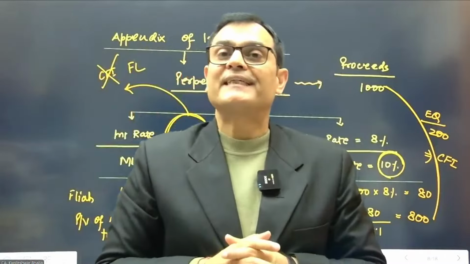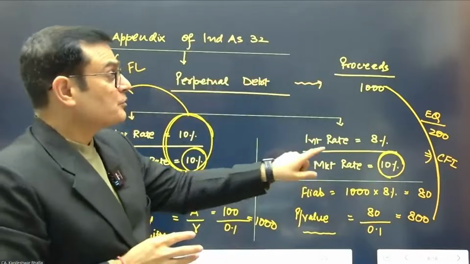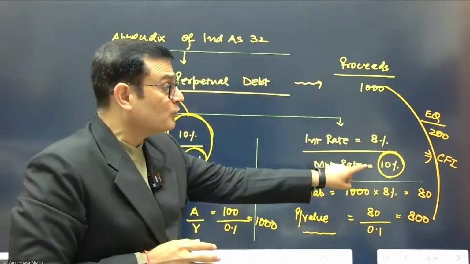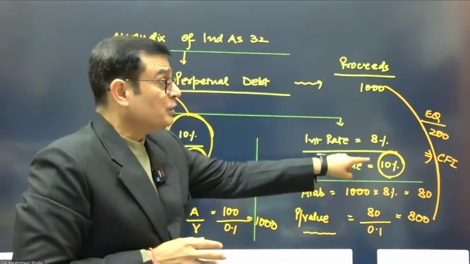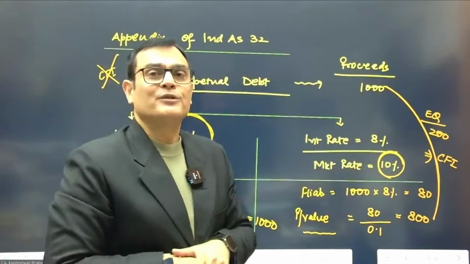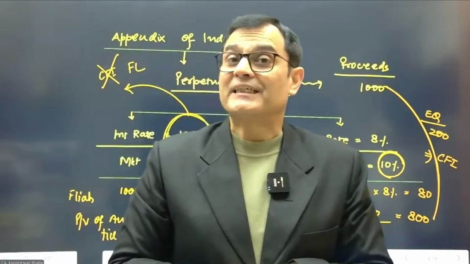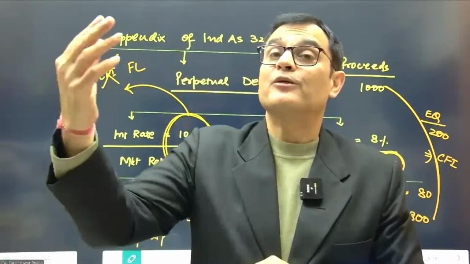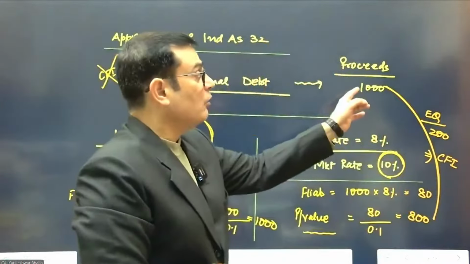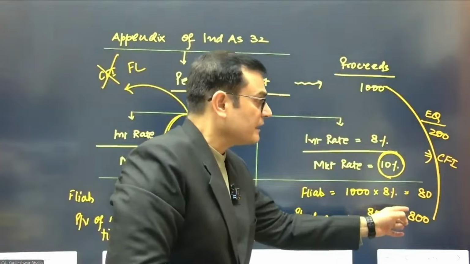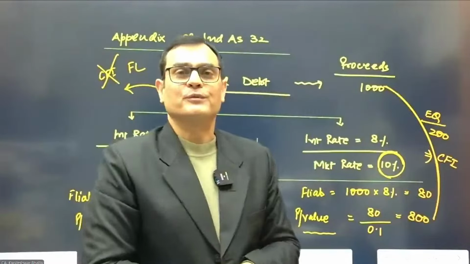But when it came to the second situation where the interest rate is 8% and you ought to pay 10, you're suppressing your obligations. You're paying 80 rupees. Now, when you discount this annuity, which is 80, at a market rate of 10, you will get the answer 800. So out of 1,000, your liability is 800. The balancing figure is equity.